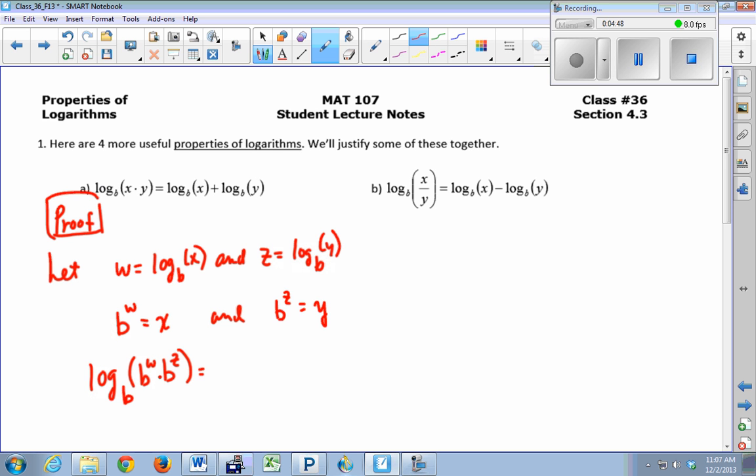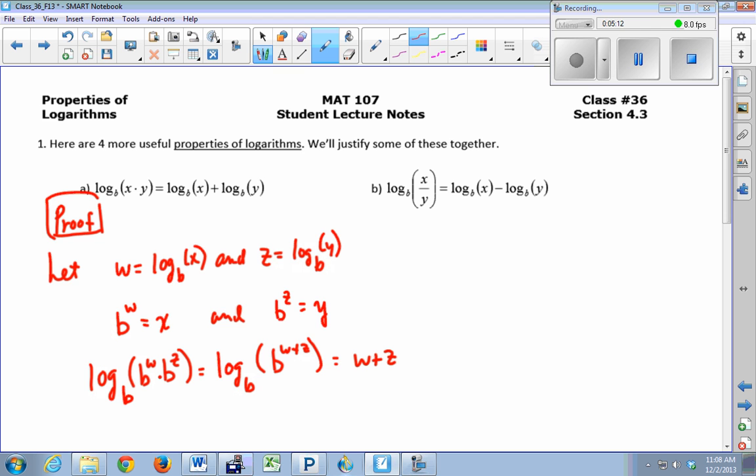So when I have a problem like this, b to the w times b to the z, my bases are the same, so I get to add my exponents. So I get w plus z. And now based on the property we discussed the other day, we have log base b of b to the w plus z. I just lift off my exponent, w plus z.